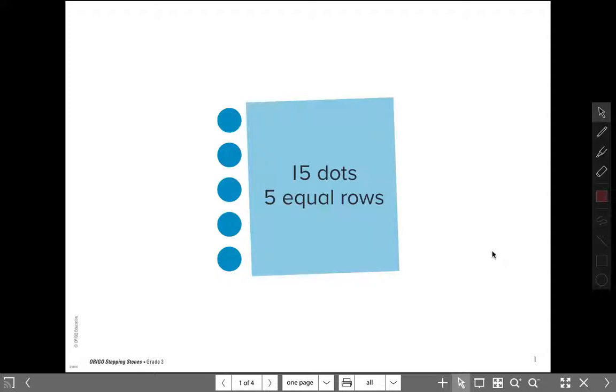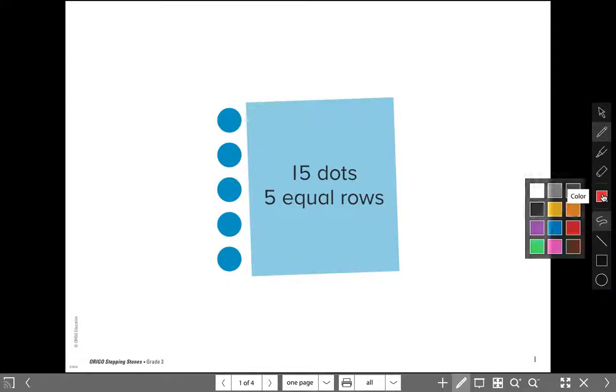How many rows do I have, Giselle? 7. Sure does. How many rows do I have? Yes, it's right here on the board. Angelo, how many rows do I have? 5. It says 5 equal rows. I have 5 rows because it says 5 equal rows. There's also 5 dots.